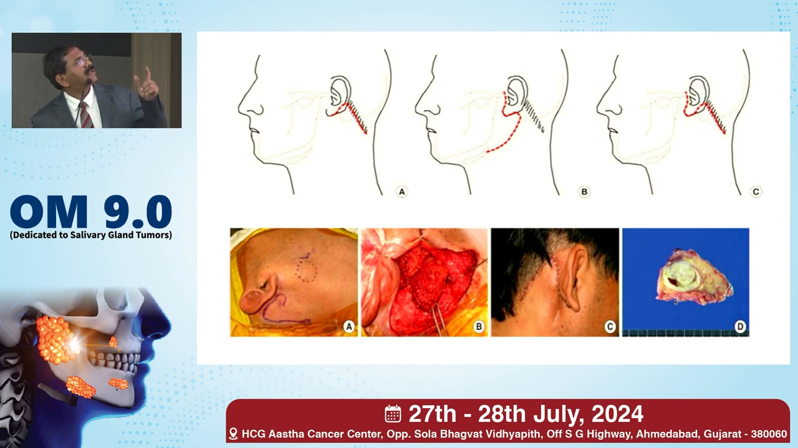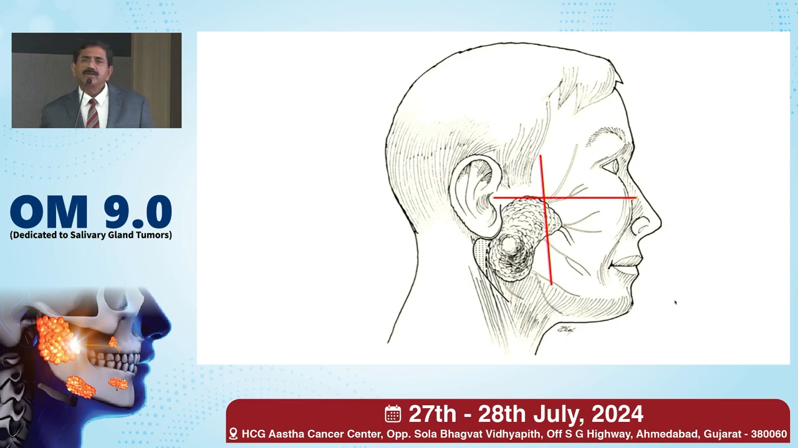And you can see the different incisions which are tried. So what I do is I divide according to the location of the tumor. The horizontal line is from the external auditory canal going further to the midline of the nose, and the vertical line is the sigmoid notch going down.